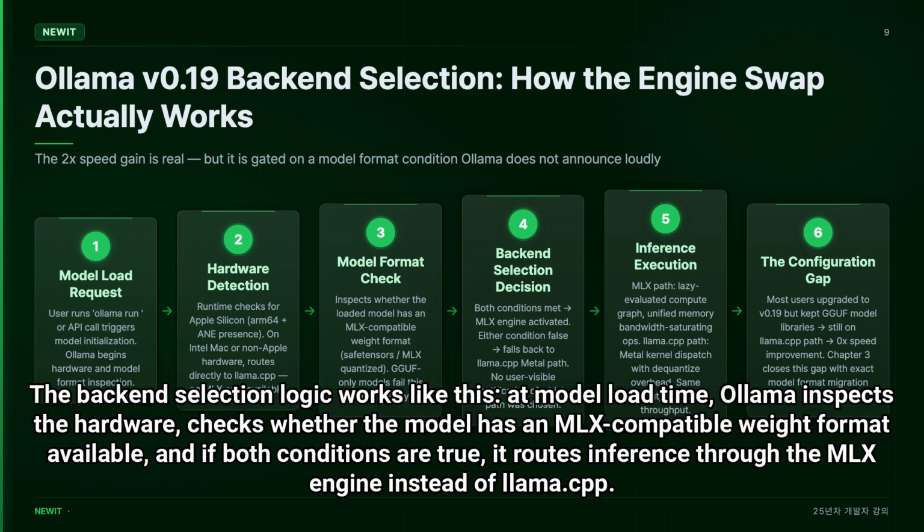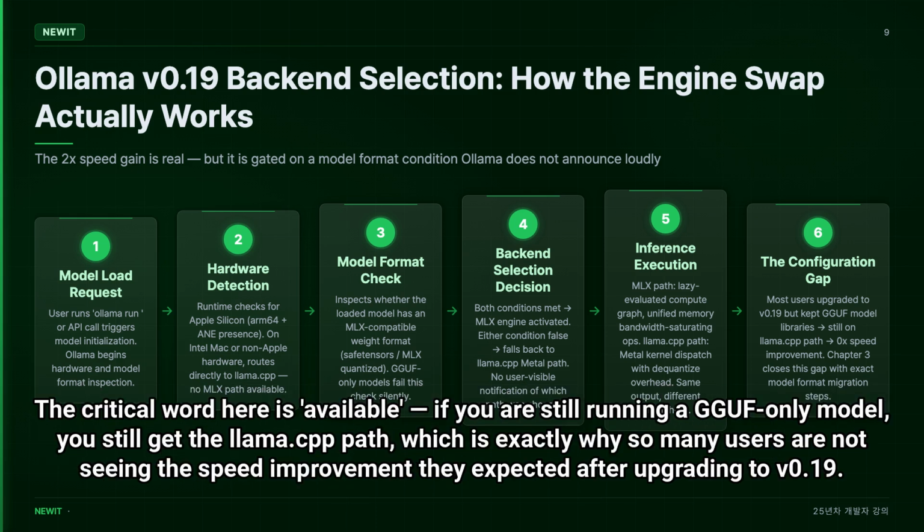The backend selection logic works like this. At model load time, Ollama inspects the hardware, checks whether the model has an MLX-compatible weight format available, and if both conditions are true, it routes inference through the MLX engine instead of llama.cpp. The critical word here is available.